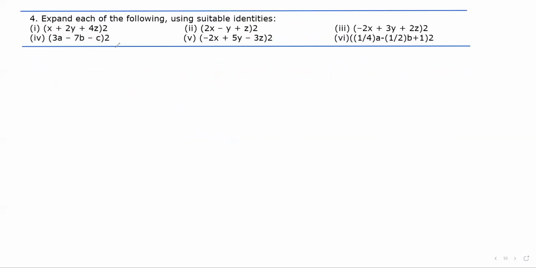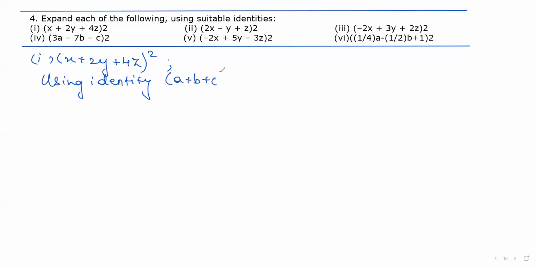Next, fourth question. Expand each of the following using suitable identities. The first part is x plus 2y plus 4z whole square. Here the identity used is, using identity of a plus b plus c whole square. We know that this value is equals to a square plus b square plus c square plus 2ab plus 2bc plus 2ac.